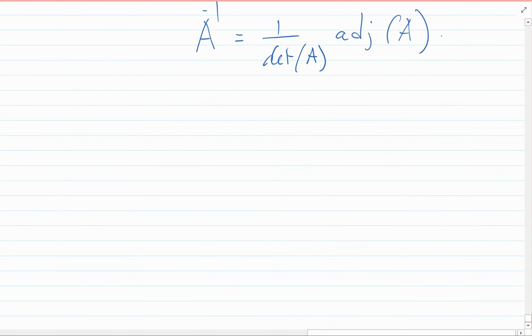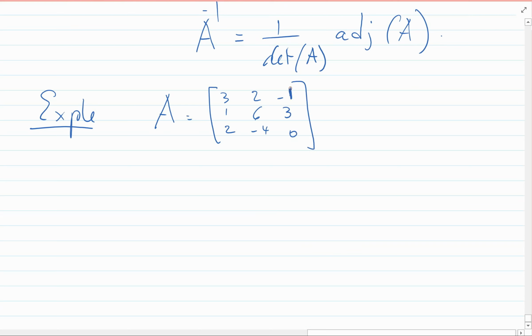Okay, so let us do an application of this. So here, example. A is equal to 3, 1, 2, 2, 6, minus 4, minus 1, 3, and 0. So let's go to what is the cofactor matrix? Cofactor matrix.